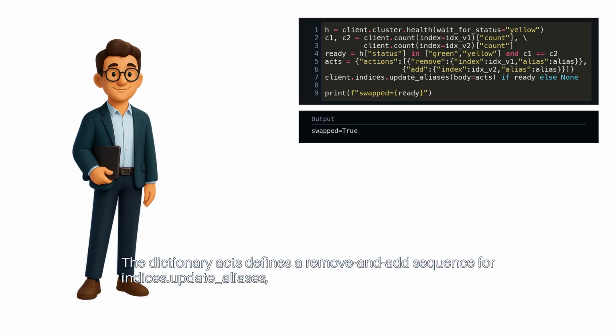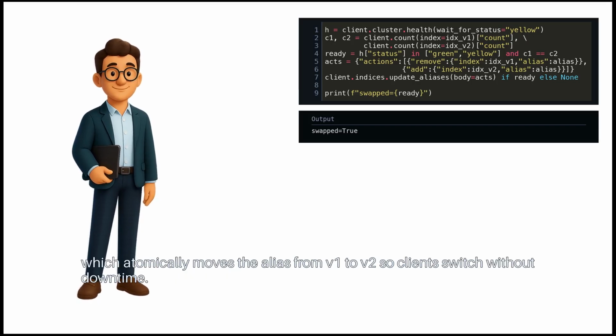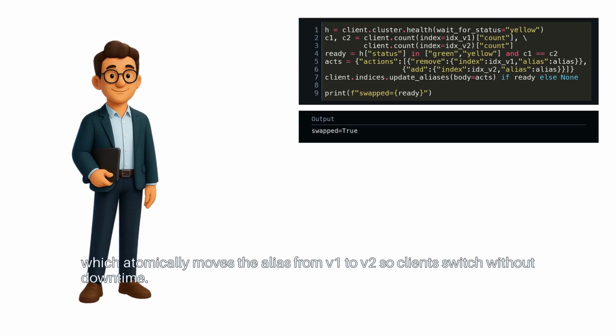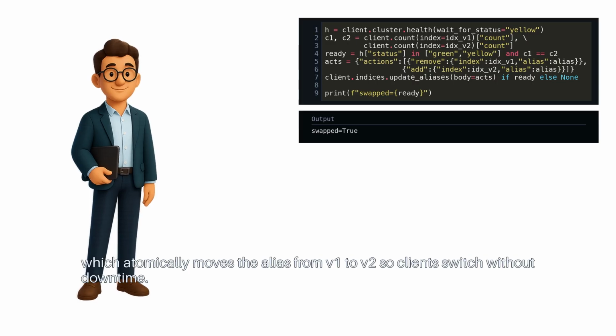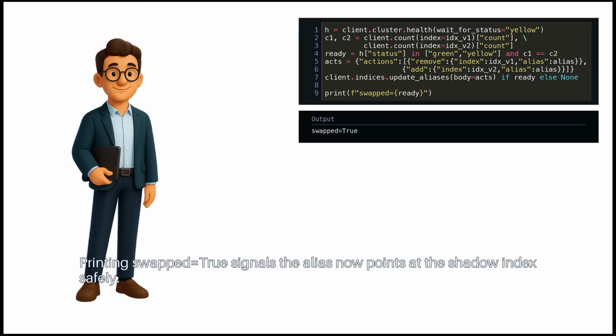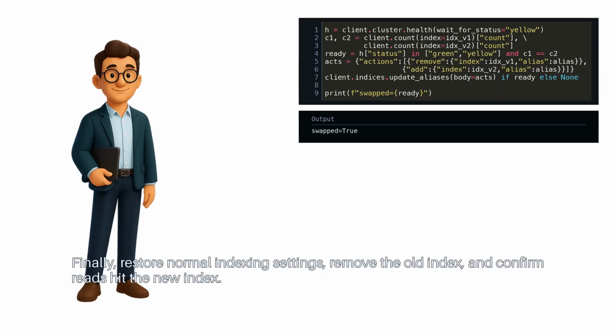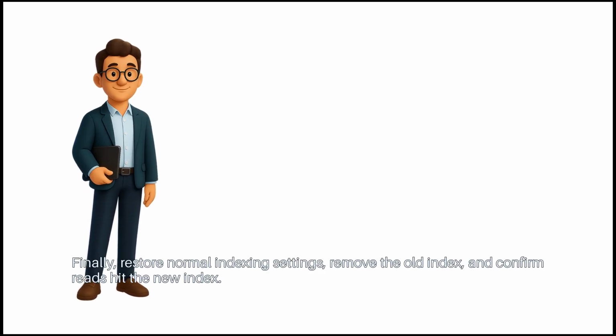The dictionary Ax defines a remove and add sequence for indices.update aliases, which atomically moves the alias from v1 to v2, so clients switch without downtime. Printing swapped equals true signals the alias now points at the shadow index safely. Finally, restore normal indexing settings, remove the old index, and confirm reads hit the new index.